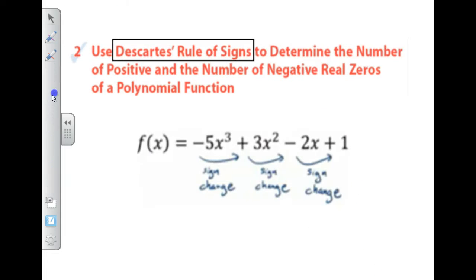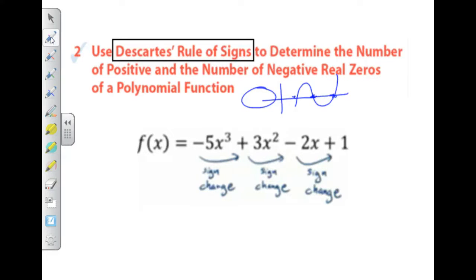This is Descartes' rule of signs, which says we're going to try to find the number of positive roots and the number of negative roots. So this graph that I have graphed here has no negative roots, it never crosses, but it has all 3 positives. So Descartes' rule of signs says count the sign changes.